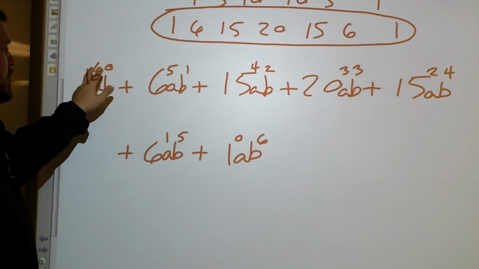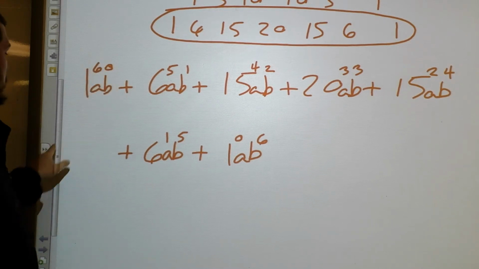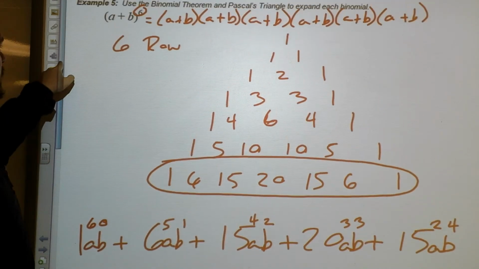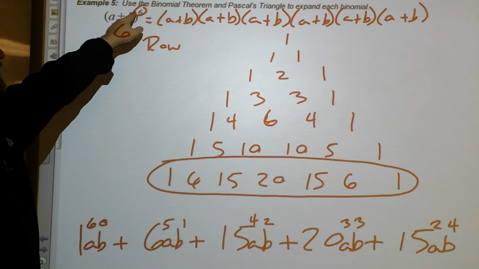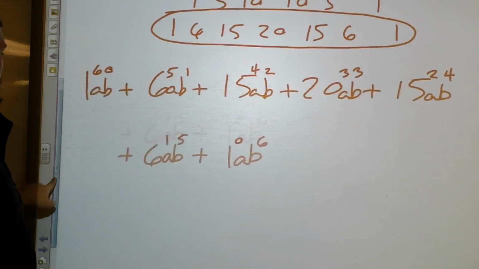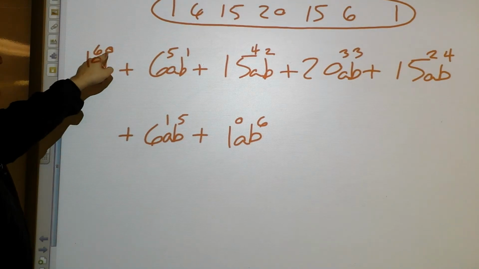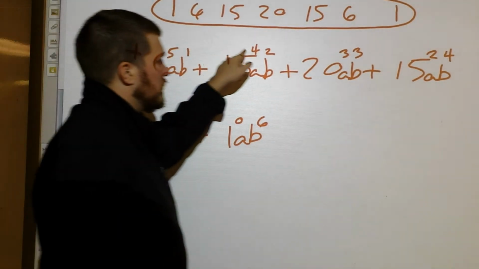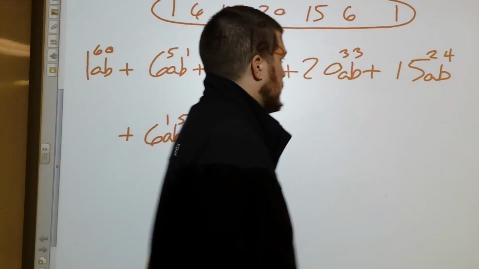A good way to double check yourself to make sure you have the powers right is these two powers will always add up to what your power on the outside of your parentheses was. Power on the outside of the parentheses was 6. Each of these powers will add up to 6. 6 plus 0 is 6. 5 plus 1 is 6. 4 plus 2 is 6. 3 plus 3 is 6.